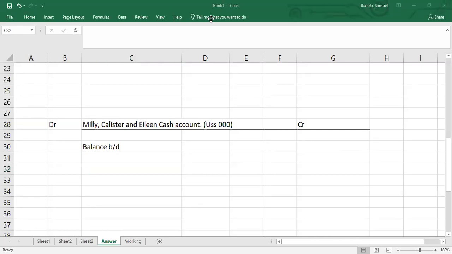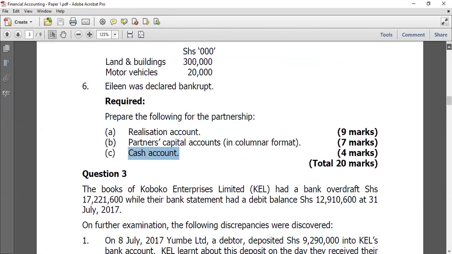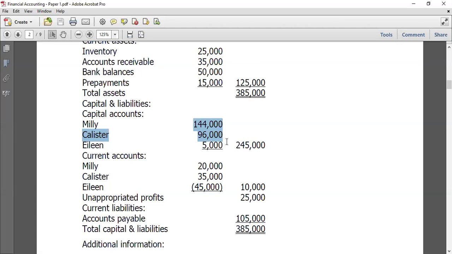So from the question, from what they have given us, I can be able to write the respective balances for each of these. So for Millie, this is 144, 96, and 5,000. Okay. So just a moment. So this is 144, this is 96,000, and then this is 5,000. Okay.